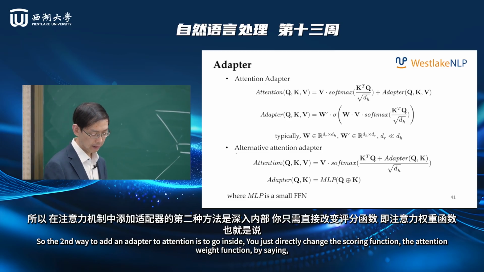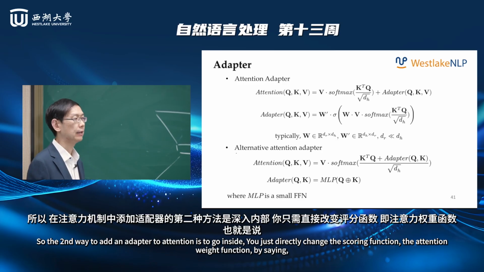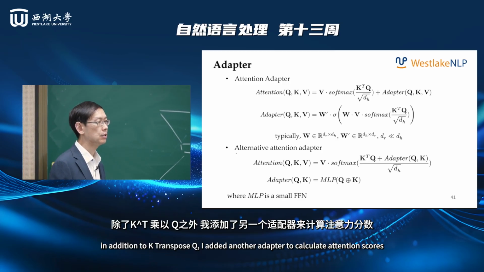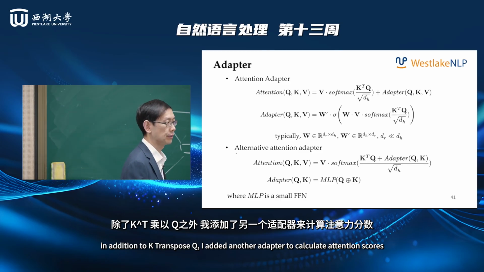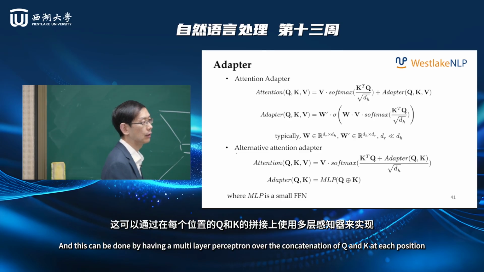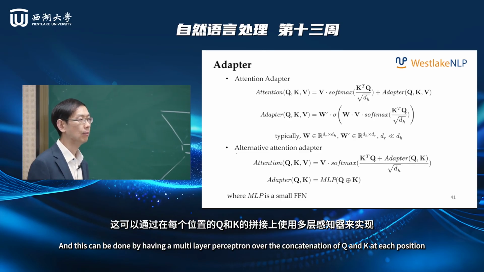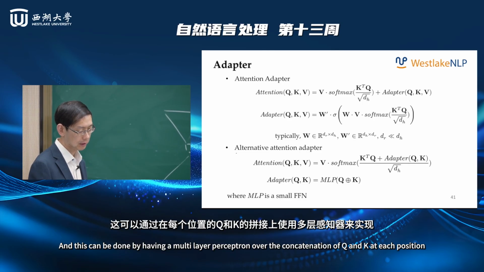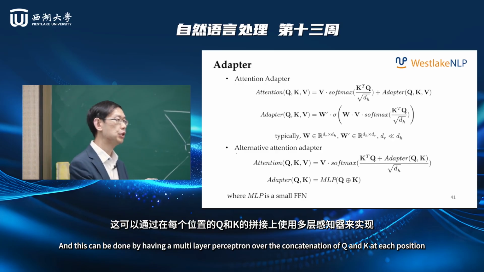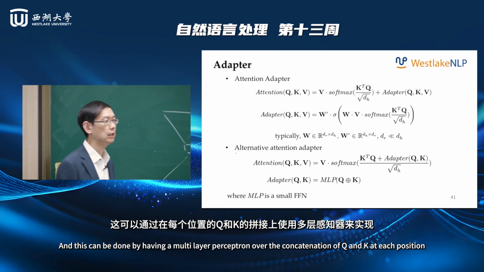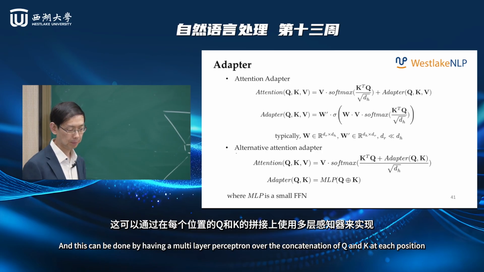The second way to add adapter to attention is to go inside. You directly change the scoring function, the attention weight function, by saying that in addition to K transpose Q, I add another adapter to calculate the attention scores. I call it attention QK. This can be done by having a multi-layer perceptron over the concatenation of Q and K at each position.